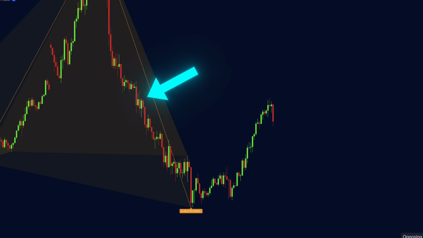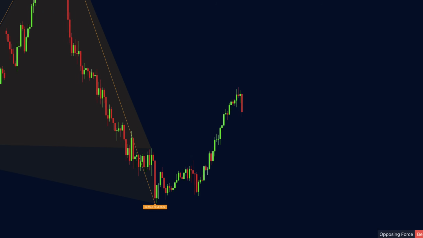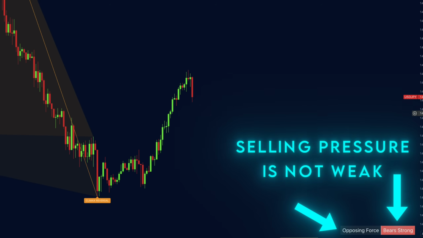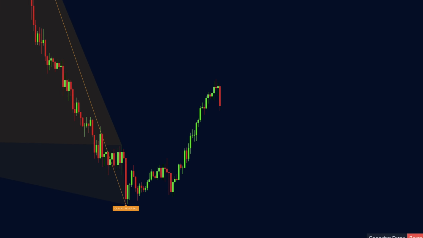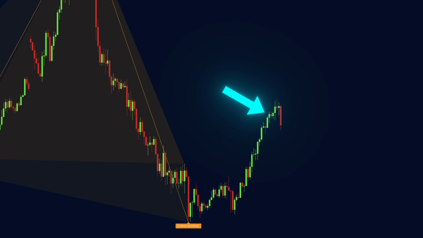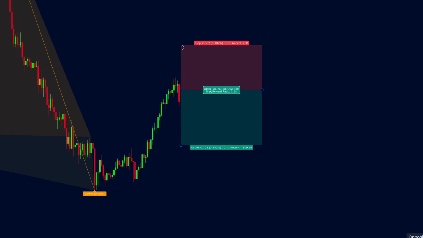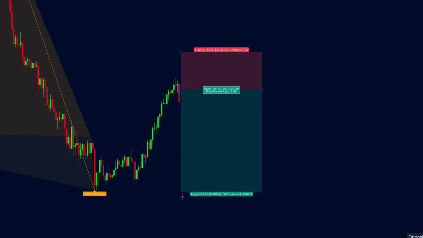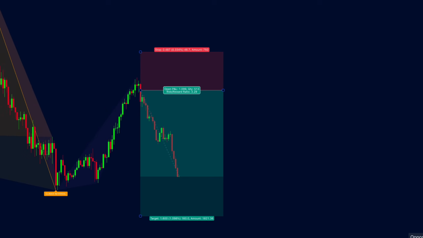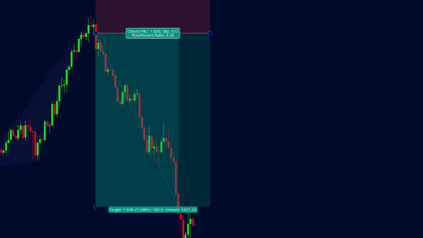Short setup. Shorts are the mirror. You want a bearish reversal pattern, red, drawn fully on the chart. Check the dashboard. If it's red or neutral, then selling pressure is not weak. Once the pattern is complete and price makes a lower high after it completes, that's your entry signal. You place your stop loss above the swing high from the pattern. Targets are the next obvious swing low or demand zone where price may react. If the dashboard flips green after you're in, then you manage the trade similarly by tightening stops or taking partial profits.